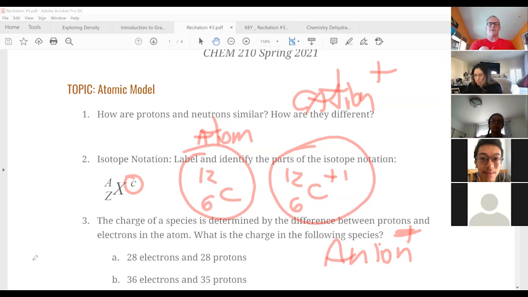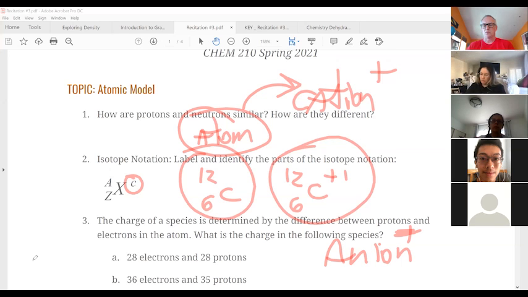So what is the difference between an atom and an ion? The atom has a neutral charge while the ion has a positive or negative charge. Mm-hmm. And why does it have a positive or negative charge? What's different about it?